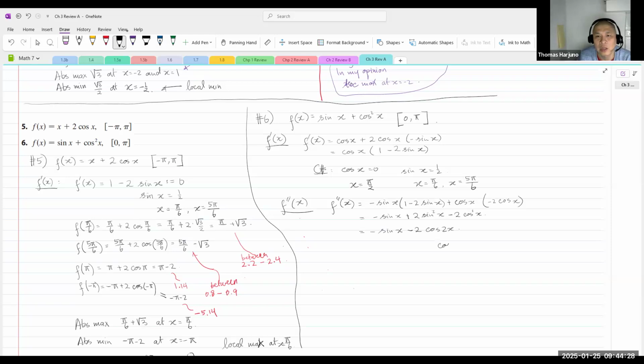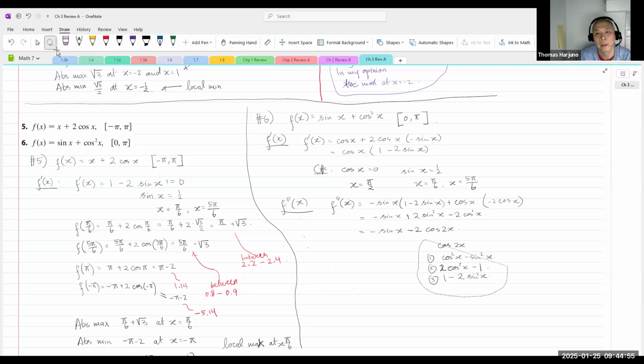Okay, cosine 2x has three variations. The first one is cosine squared x minus sine squared x. The second variation is 2 cosine squared x minus 1. And the third variation is 1 minus 2 sine squared x. Okay, I do expect you to memorize that though. Go back to your pre-calculus, your trigonometry.